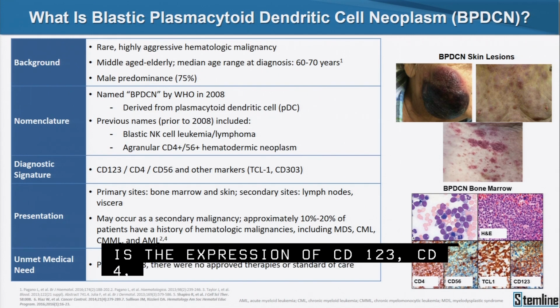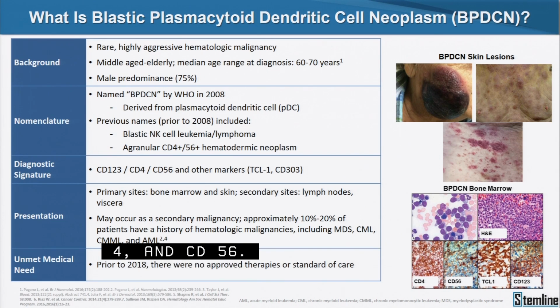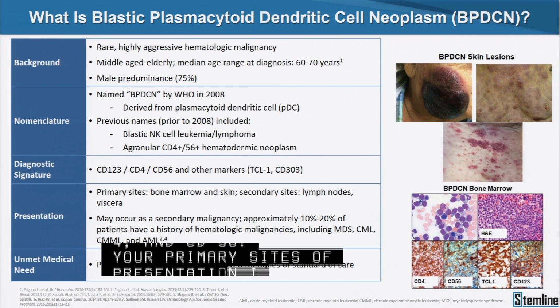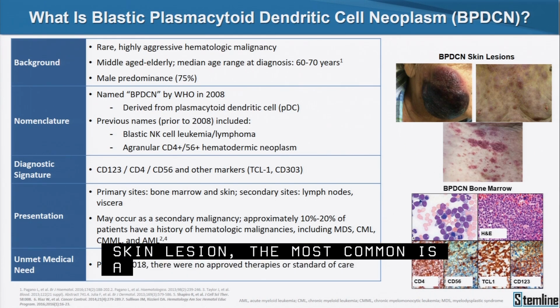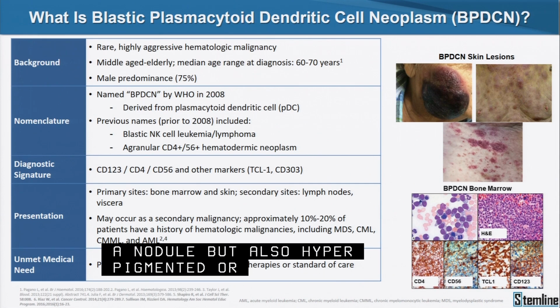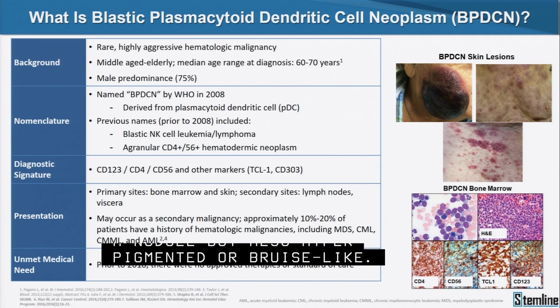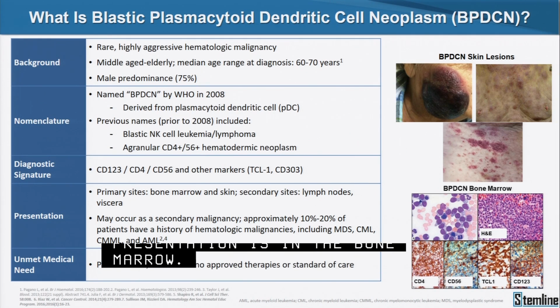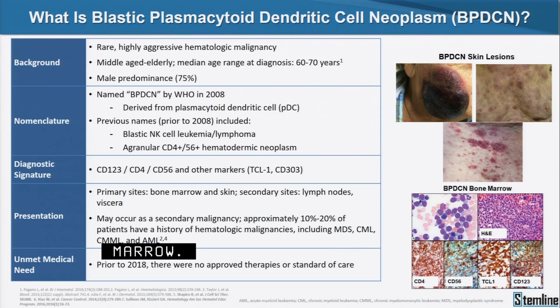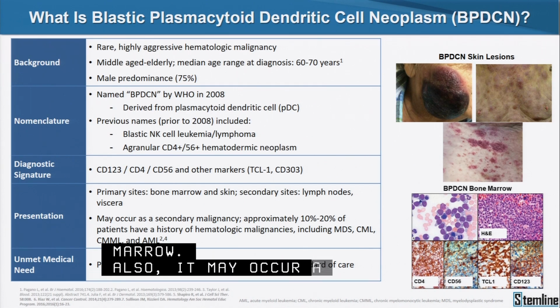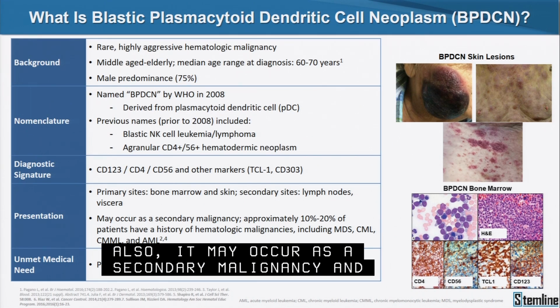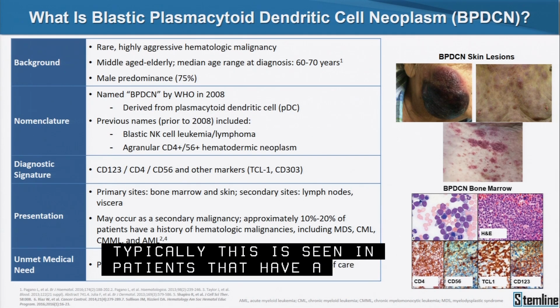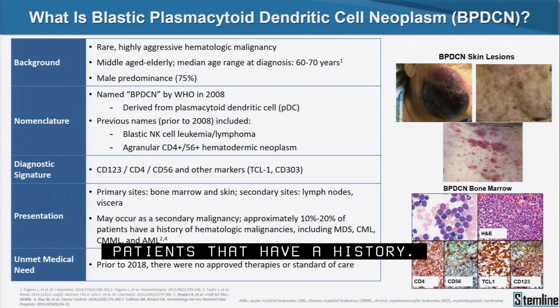The primary site of presentation is in the form of a skin lesion. The most common is a nodular form, but it may also be hyperpigmented or bruise-like. The other main site of presentation is in the bone marrow in the form of cytopenias. Also, BPDCN may occur as a secondary malignancy, and typically this is seen in patients that have a history of AML or MDS. Prior to 2018, there was no standard of care for BPDCN and no approved treatments.